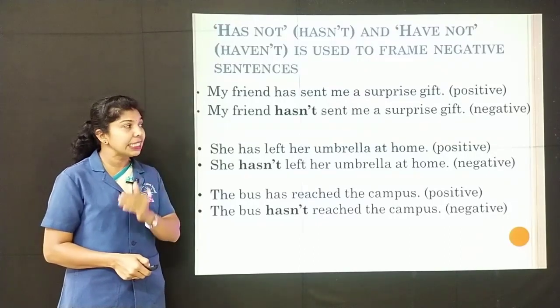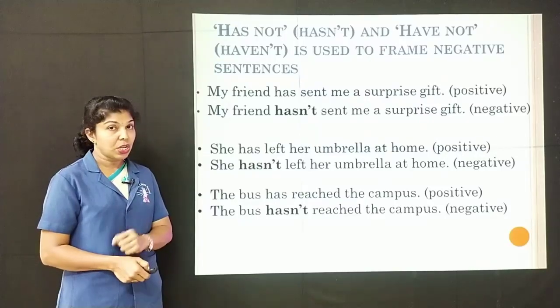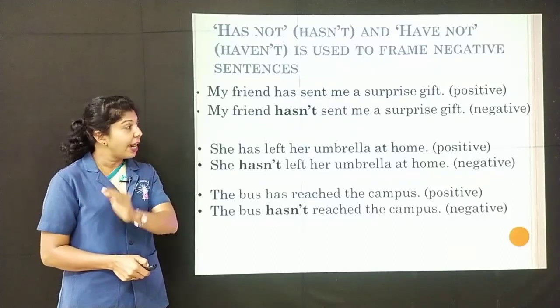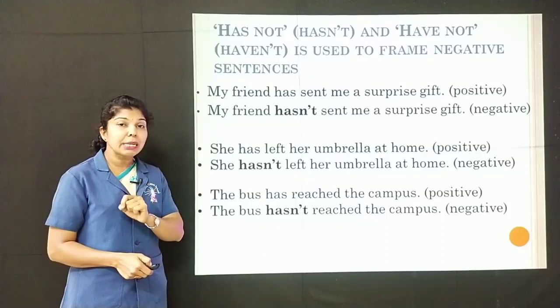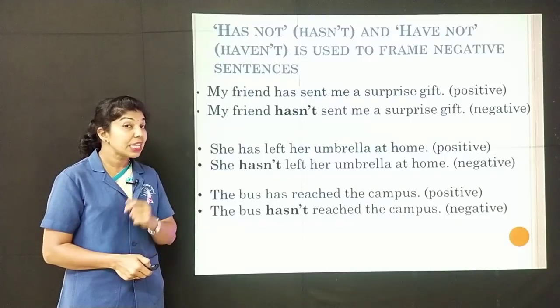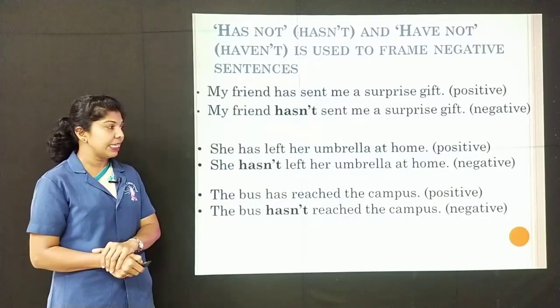My friend has sent me a surprise gift. This is a positive sentence. Now to make it negative, you just have to add not after has. My friend has not sent me a surprise gift. The contracted form of has not is hasn't. So this is a negative sentence.